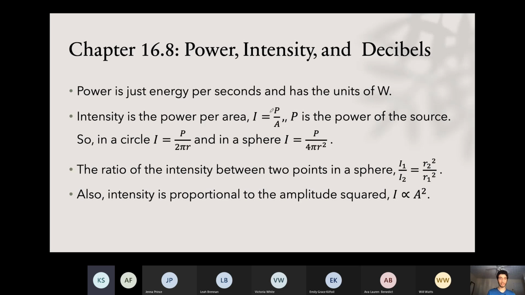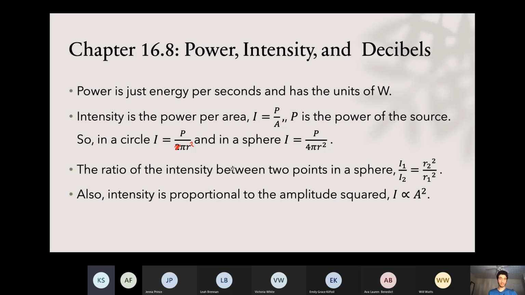So if you're looking at a circle, the area of a circle is not 2 pi r, it's pi r squared. So the intensity for a full circle would be P over pi r squared. And if you look at a sphere, that means you're looking at the surface area of the sphere, and the surface area of a sphere is 4 pi r squared. So then the intensity of a sphere is the power divided by 4 pi r squared.